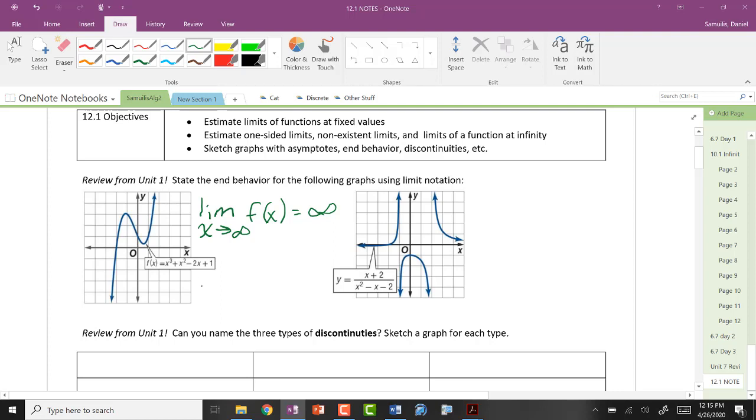That would be the right end behavior, and then our left end behavior, so as x approaches negative infinity, so as our x values are getting smaller and smaller and smaller, our y values are also continuing to get smaller as well. So our end behavior would be negative infinity. All right, so if you want to give this one a go, I'll just write down my limit notations here.